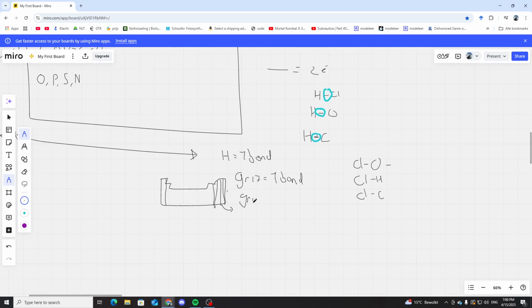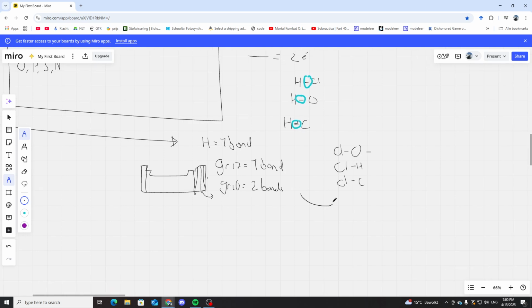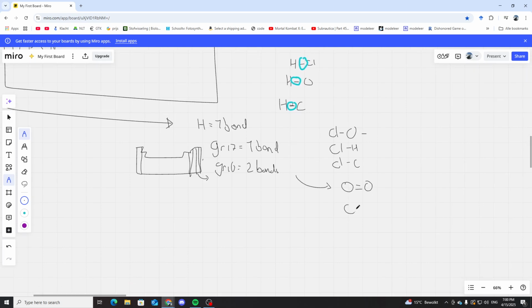Group 16, they have 6 valence electrons, so they want 2 bonds connected to them. One of the examples here is oxygen. O2 looks like this. CO2 looks like this. Because O, it wants not 1, but 2 bonds attached to it, because it is in group 16.